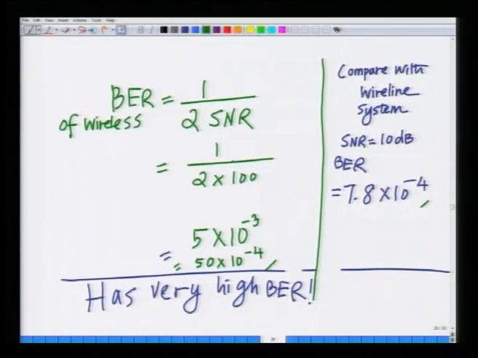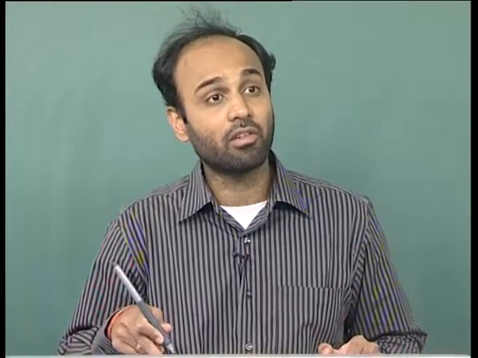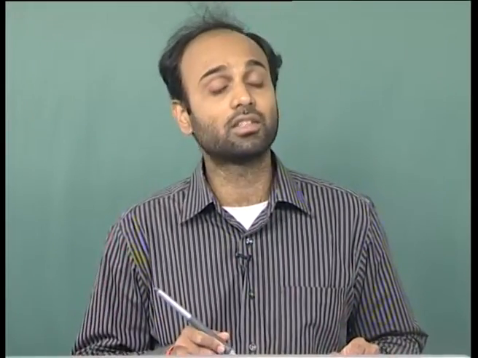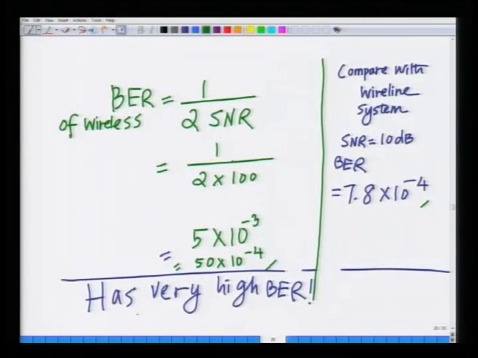That is, look at this: in a wireless system I am using an SNR of 20 dB, that is 10 dB higher than the wired system, or in other words 10 times the SNR of a wired system, but in spite of that the bit error rate is almost 5 times that of the wired system, which means I am using 10 times the higher power, but the bit error rate is still more than 5 times what it is in a wired system, which means the wireless system has a very high bit error rate.